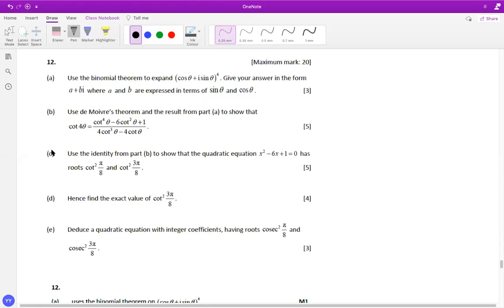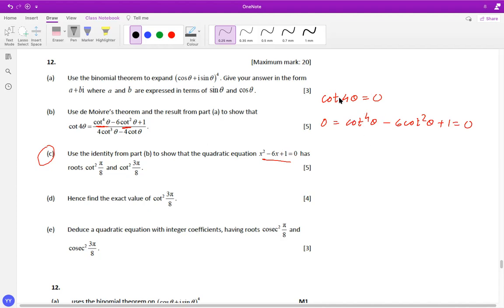Now the C part is, we have to use the above identity to prove that x squared minus 6x plus 1 equals 0 has roots cot squared pi by 8 and cot squared 3 pi by 8. If you notice, this equation is actually here. If I take cot 4 theta as 0, what we get is 0 equals cot to the power 4 theta minus 6 cot square theta plus 1 equals 0.